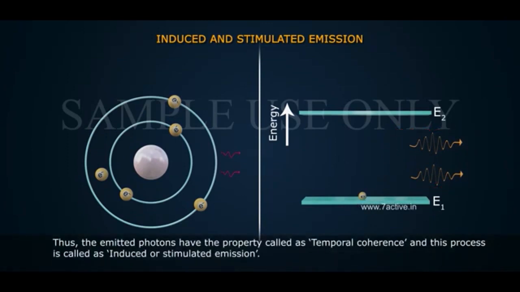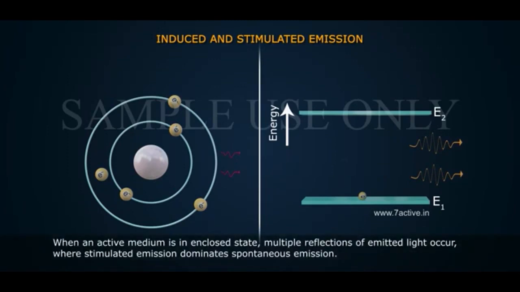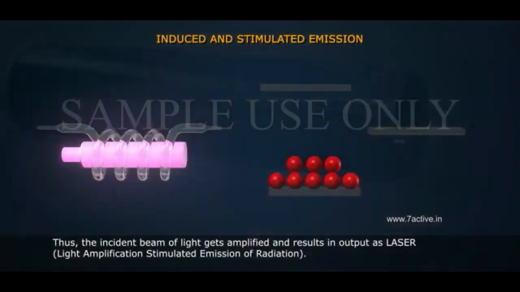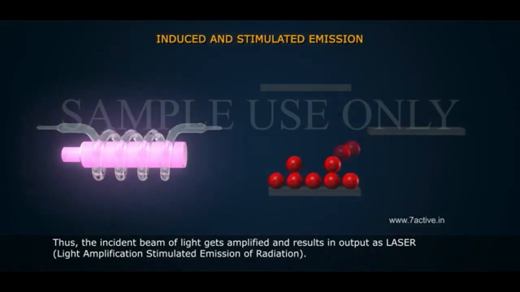Thus, the emitted photons have the property called temporal coherence, and this process is called induced or stimulated emission. When an active medium is in an enclosed state, multiple reflections of emitted light occur, where stimulated emission dominates spontaneous emission. Thus, the incident beam of light gets amplified and results in output as laser: light amplification by stimulated emission of radiation.